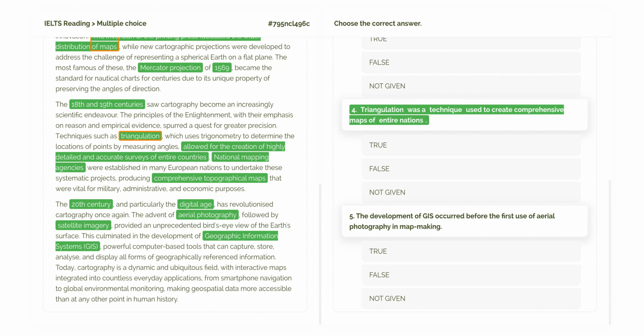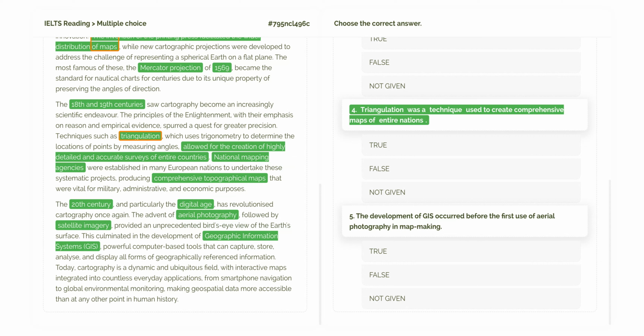False. This would be correct if the text said triangulation was used for something else, like only small areas, or that it was not used for mapping nations. The passage says the opposite. This option is incorrect. Not given. The passage gives us a clear description of what triangulation was used for, so the answer can't be not given. This option is incorrect.